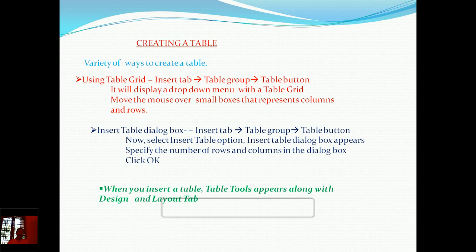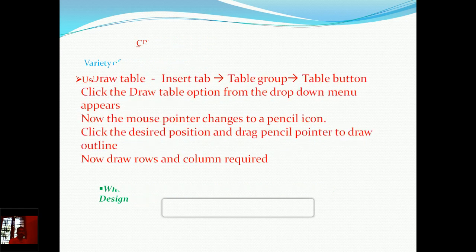The Layout tab is used to change the column width and to increase or decrease the row height, to delete rows or columns, or to add rows and columns. For this purpose we can use the Layout tab.